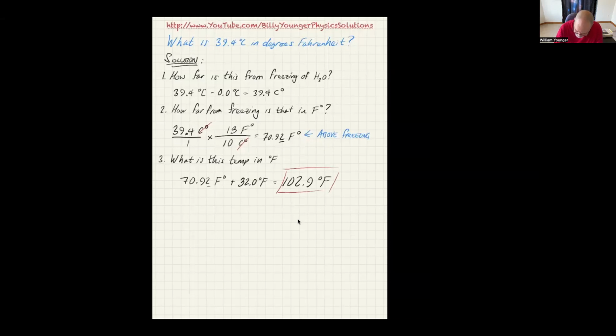Again, if we wanted to verify this, we could say, so if I plugged all this in, F is equal to 1.8 times 39.4 plus 32, which equals, in fact, 1.8 times 39.4 is 70.92 plus 32, which equals 102.9 degrees Fahrenheit, and that checks.